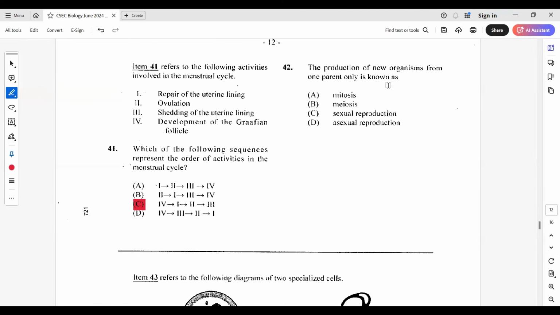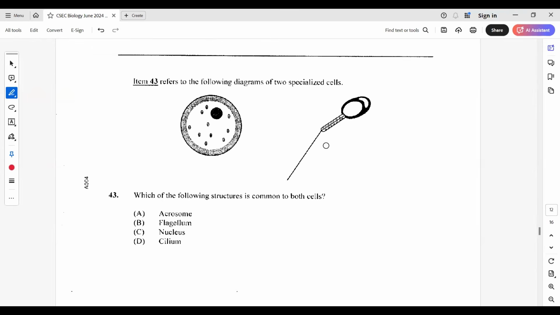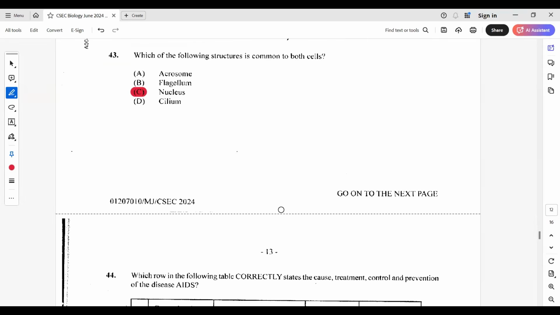42, the production of new organisms from one parent only is known as asexual reproduction. 42 is D. 43, we have 2 specialized cells. We have an egg and a sperm. Which of the following structures is common to both cells? Just reading the answers, we could go with the nucleus, C for 43.